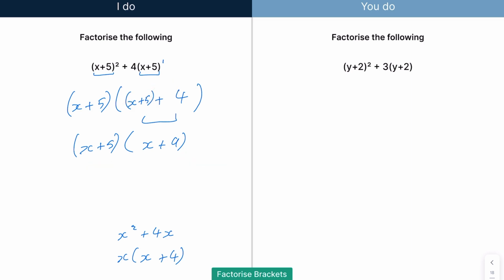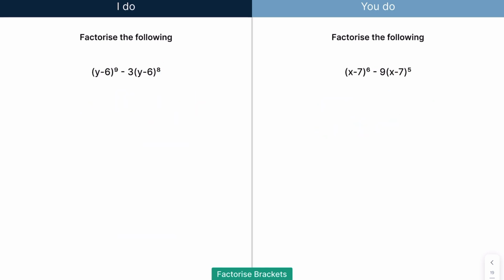So again, on the right, hopefully you've pressed pause and had a go. So I can take out a factor of the smallest power. So the smallest power here is the power of 1. And then inside it, that'll just become y plus 2 plus 3. And then that's just y plus 2 and then y plus 5.